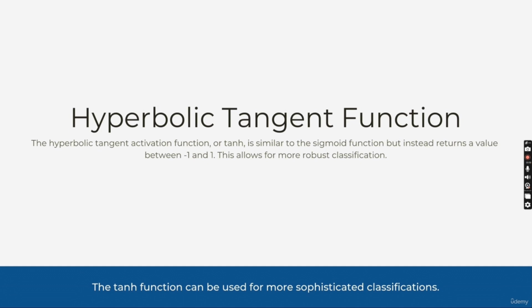Now the next one is the hyperbolic tangent function. The hyperbolic tangent activation function, or tanh, is similar to the sigmoid function, but the main difference is that it returns a value between -1 and 1. This allows for more robust classification.